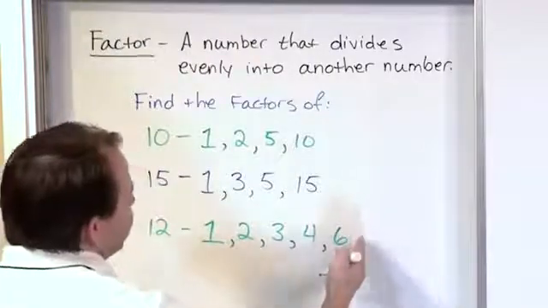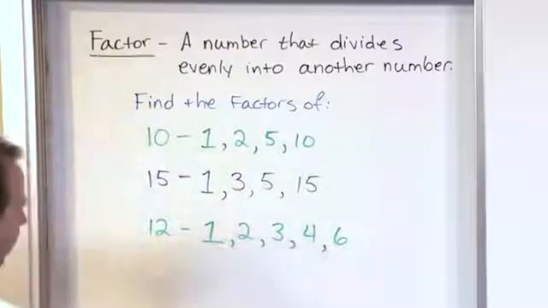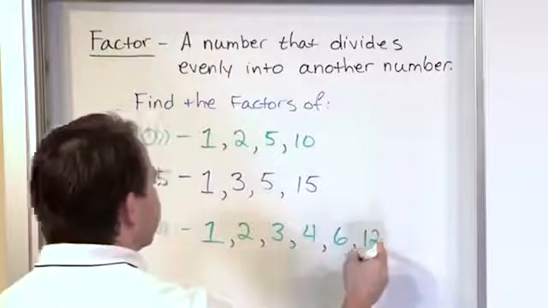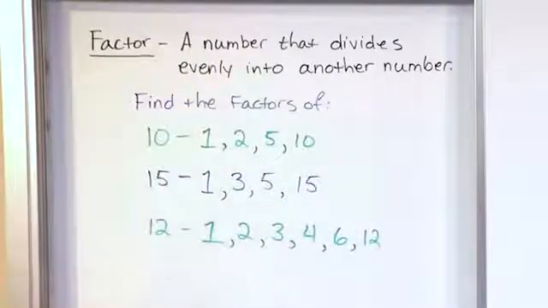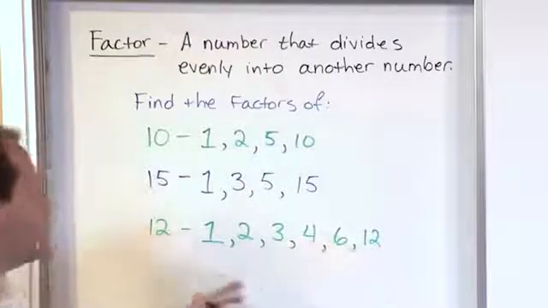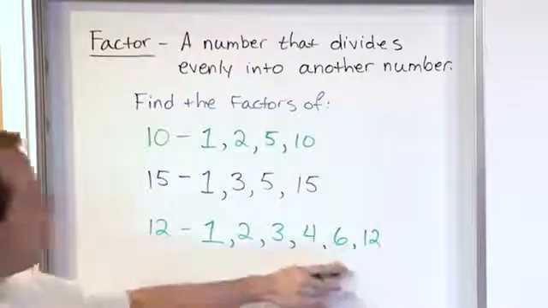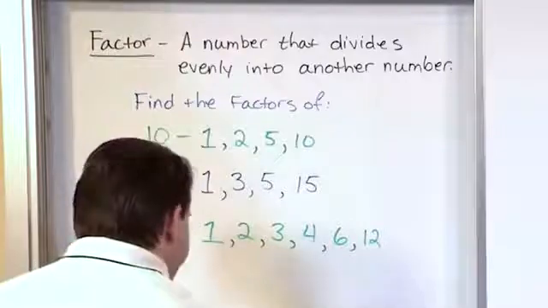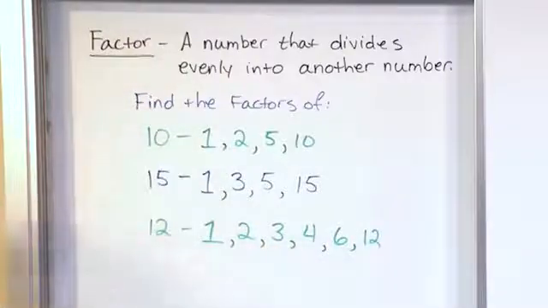Then we get to 8, 9, 10, and 11. None of those are factors because they do not divide in. But the number 12 is a factor because it is able to be divided in here. 12 divided by 12 is 1. So this whole list is the list of factors for the number 12. All right, let's get a little more practice with this.